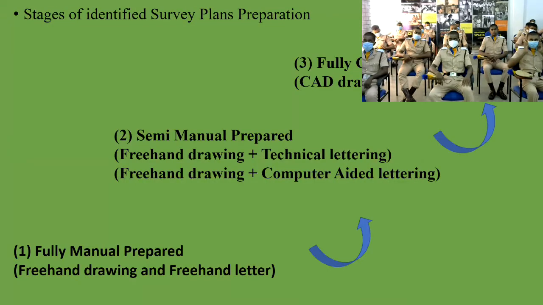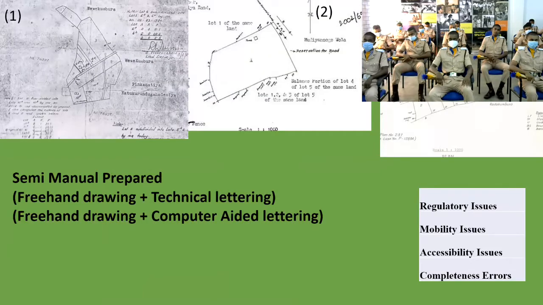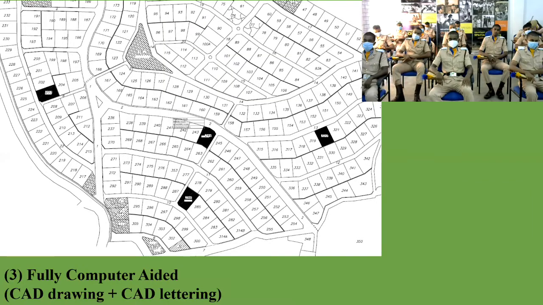Still, we can see three steps of plans: totally manually prepared plans, semi-manually prepared plans, and fully computer-aided plans. There are some examples of fully manually prepared plans, semi-manually prepared plans, and finally computer-aided plans with application of all planning and environmental regulations. This is the situation we expect in court commissions also.